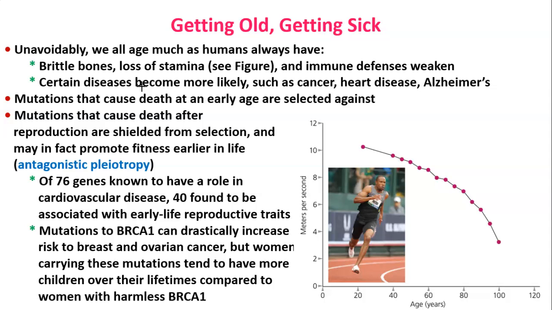Mutations to the BRCA1 gene, and I should have italicized that. I see that now. There's always editing that needs to take place. Mutations can drastically increase risk to breast and ovarian cancer, but women that carry these mutations also tend to have more children over their lifetimes compared to women with a harmless BRCA1 gene. So again, antagonistic pleiotropy seems to be a reason why certain ailments, diseases that we're now experiencing much later in life occur, and explains why we didn't see these earlier in our recent human history, because people simply were not living long enough for these genes to start showing these antagonistic pleiotropic effects.